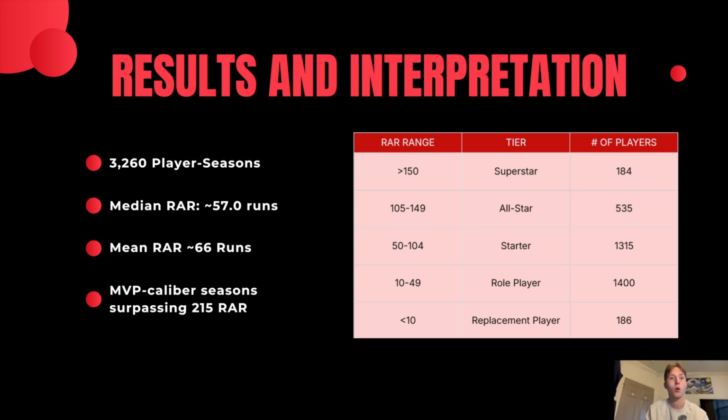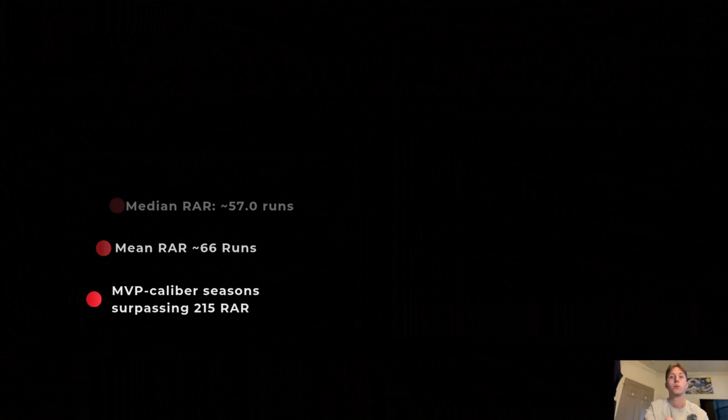As you can see, most of the players fall in the 10 to 104 gap, like we said with WAR. These tiers align with real-world roster roles. Most players cluster into the role player and starter buckets, with elite production reserved for a few. As the chart shows, most player seasons fall between 10 and 104 RAR. These are your role players and starters, consistent with how real rosters are constructed. Very few players reach superstar status, and only 5% fall below replacement.